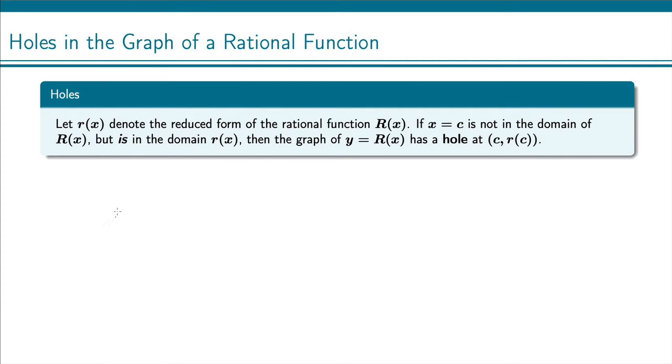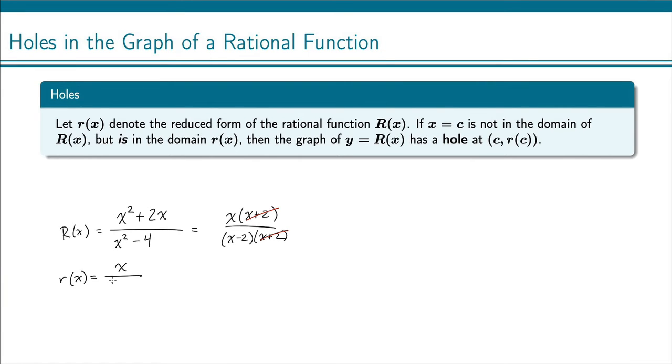So let me give you a quick example here. Suppose you have x squared plus 2x over x squared minus 4, and this is our rational function, r of x. The easiest way to go about this is to factor. We can factor an x out of the numerator, and the denominator is a difference of squares. And we cancel. The x plus 2 is in common, and we get our reduced form: r of x is x over x minus 2.